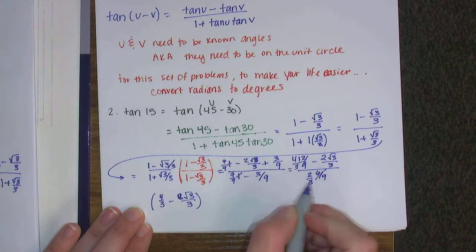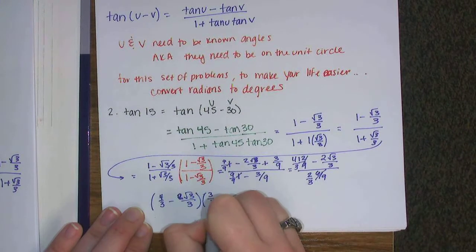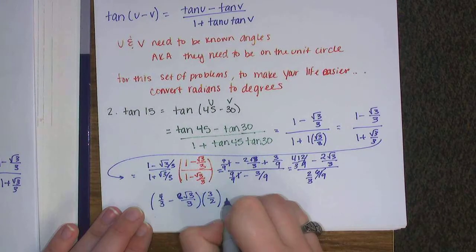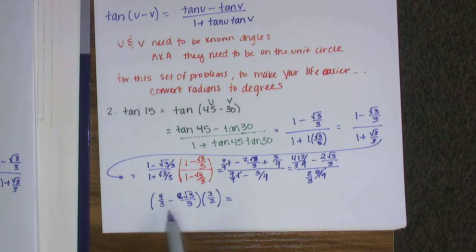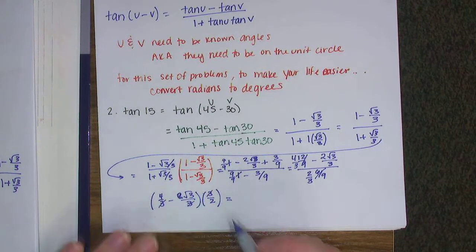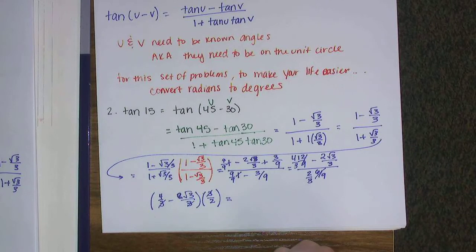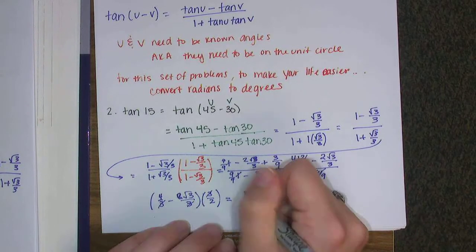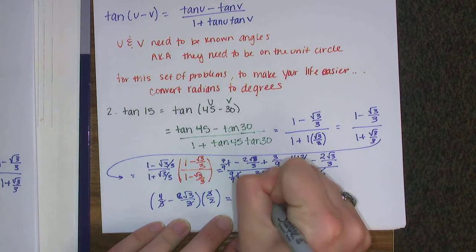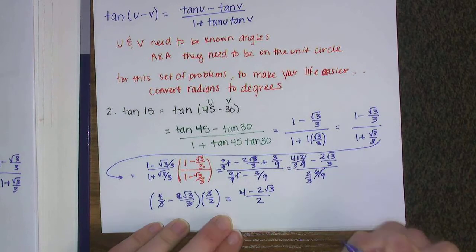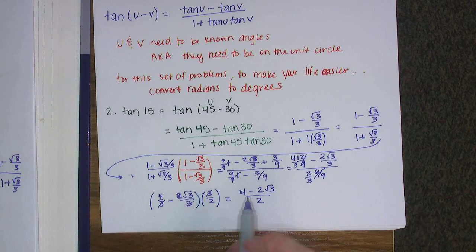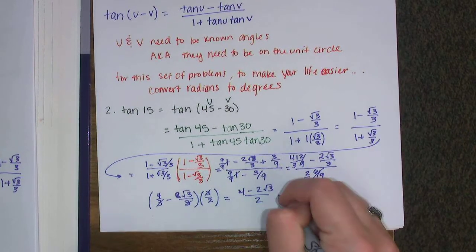is equal to, well, because I have a 3 in the bottom of both pieces, okay, I can get rid of the 3 altogether. I have a 4 here, a 2 here, and a 2 here, so what I really have is 4 minus 2 root 3 over 2 is what's left. Okay, just to kind of clean it up a little bit. I can pull a 2 out of both of these things, giving me 2 minus root 3 all over 2.